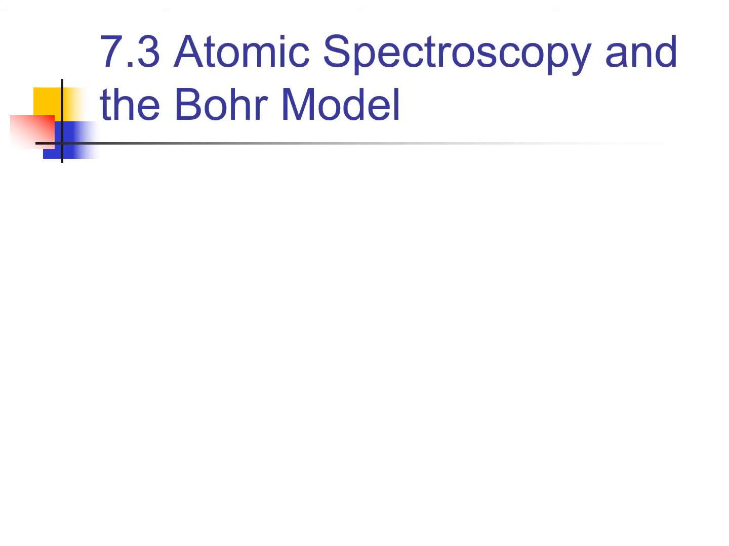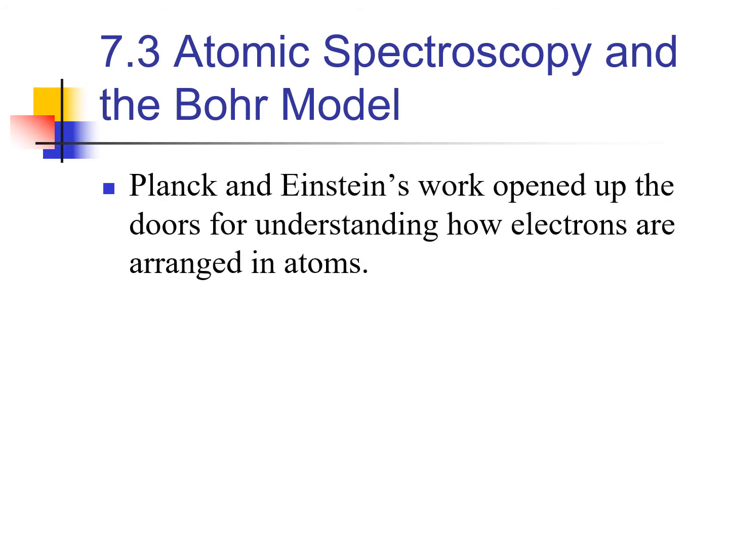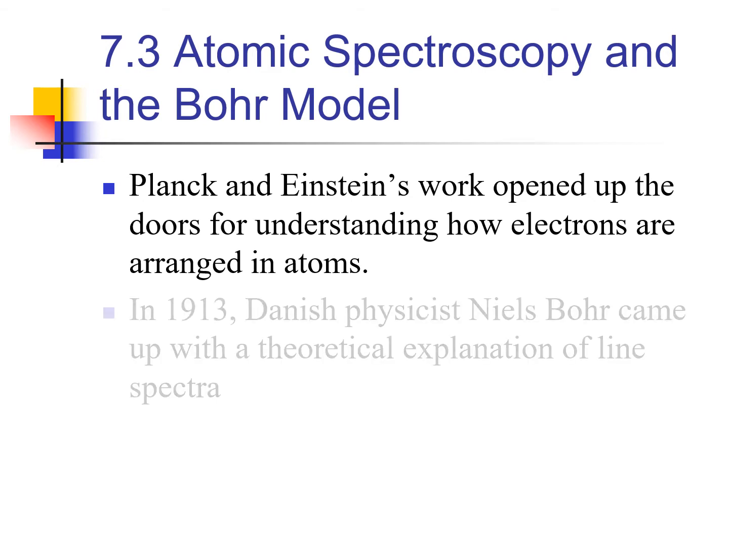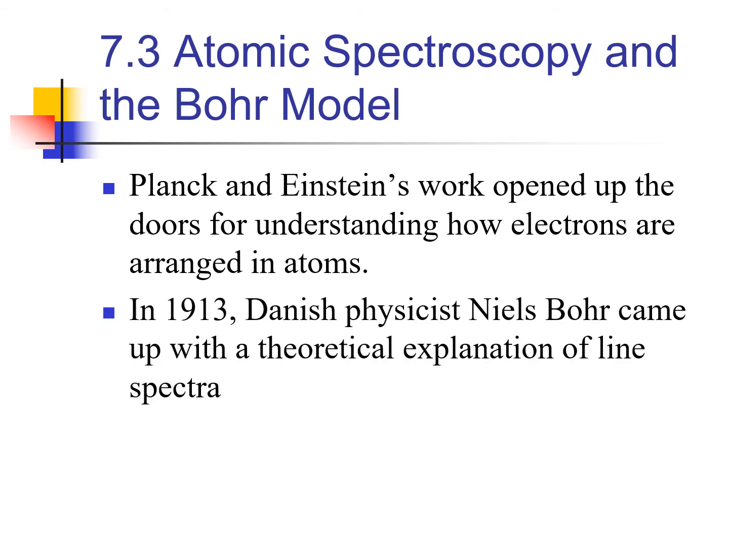So now we're on 7.3: atomic spectroscopy, or emission spectra. Planck and Einstein's work opened up doors for understanding how electrons are arranged. Now, in 1913, Danish physicist Niels Bohr came up with a theoretical explanation of line spectra.